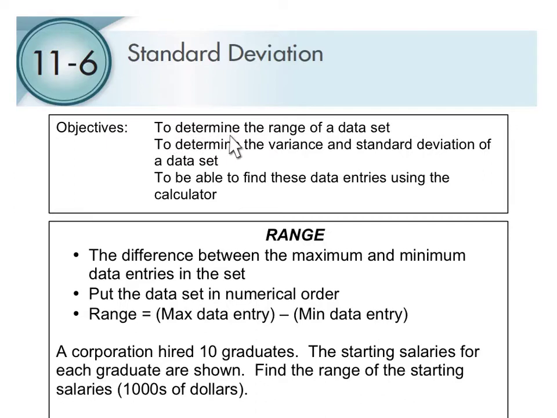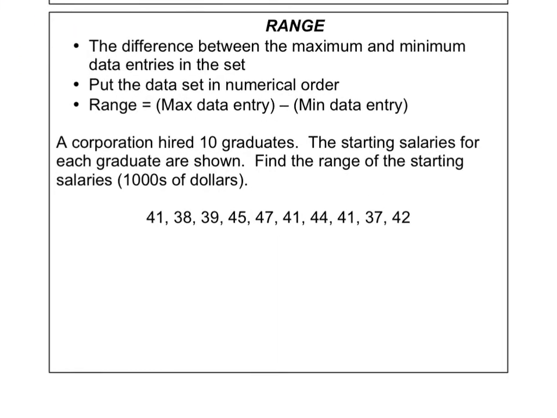Objectives here are to determine the range of the data set, so we're going to find the range. We're going to determine the variance and standard deviation of a data set. And we're going to have to be able to find these data entries using the calculator. All right, so first thing that we're looking at here is the range.